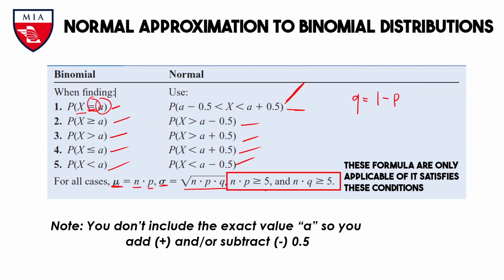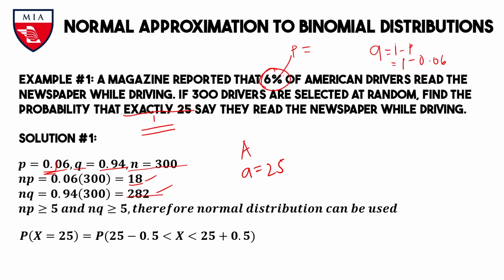So remember this: we have P of a minus 0.5 less than x less than a plus 0.5. This is the a, 25, so we just need to substitute. So we have the probability of 25 minus 0.5 less than x less than 25 plus 0.5. So that's how we solve a certain normal approximation.